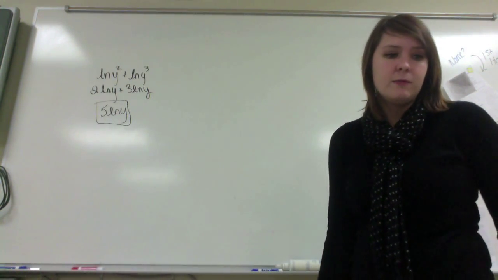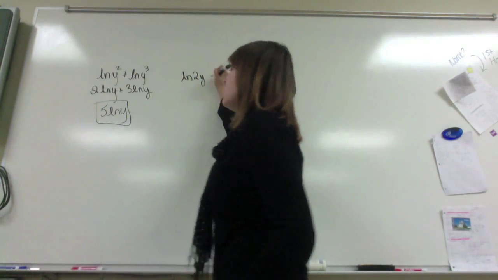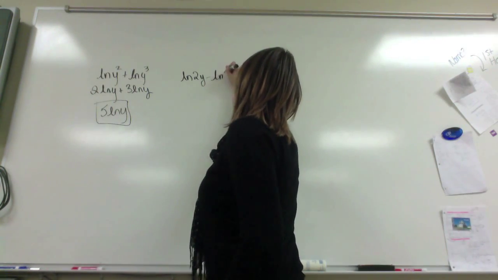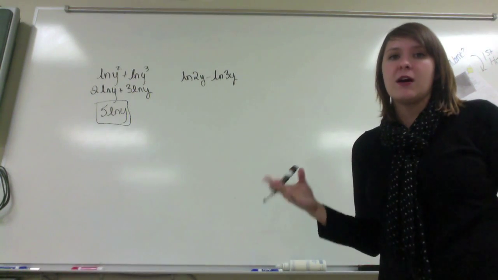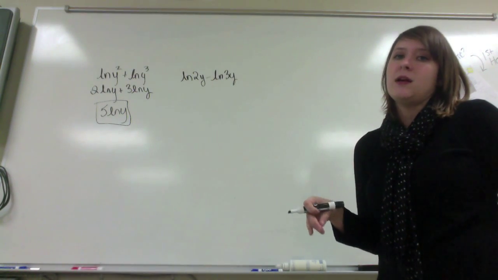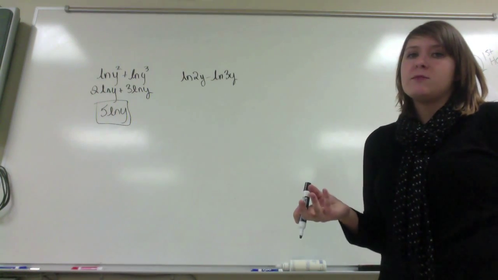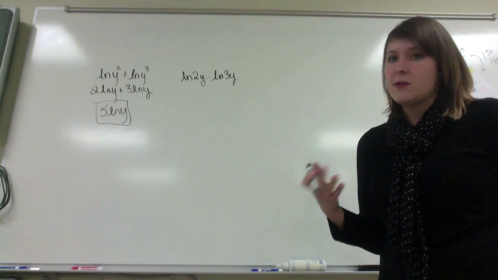Okay, next problem, we've got natural log of 2y minus natural log of 3y. Okay, so first of all, these are not like terms. I've got natural log of 2y and natural log of 3y. So inside my logarithms, I have different numbers. Therefore, these are not like terms. I can't just combine them.